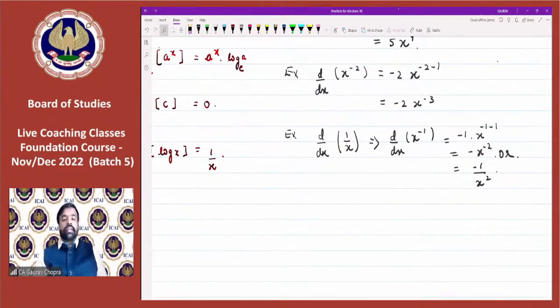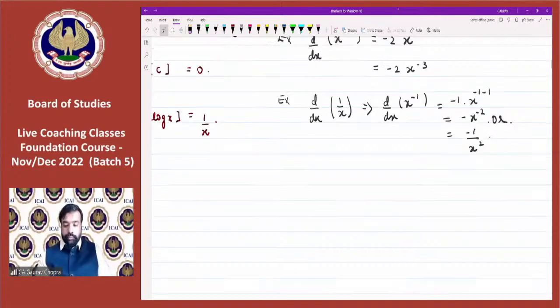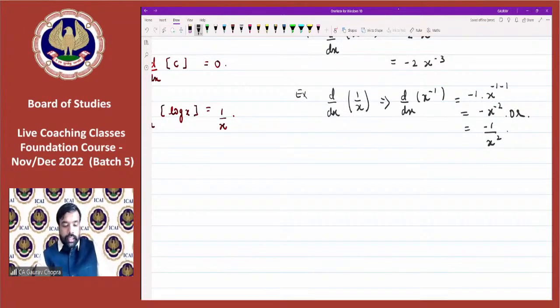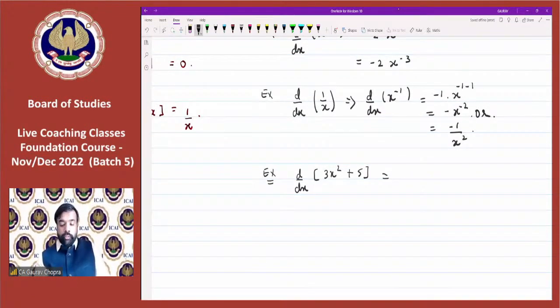So here we have used the first formula. Whenever the first formula is there, we can solve in this manner. Then let us try another one. d by dx of 3x square plus 5. Now there are two terms and in between there is addition. That means we have to differentiate both of them. So we can write d by dx of 3x square plus d by dx of 5.